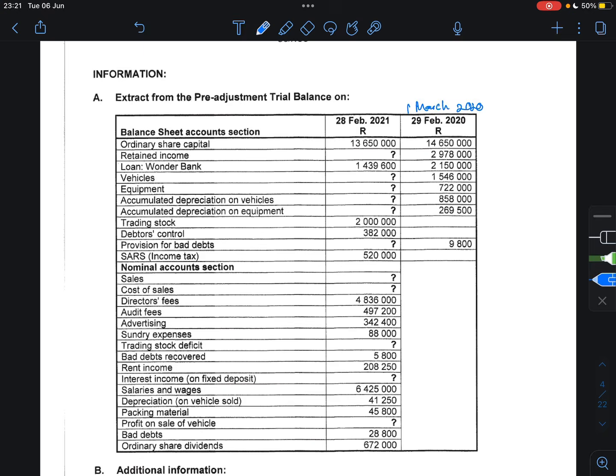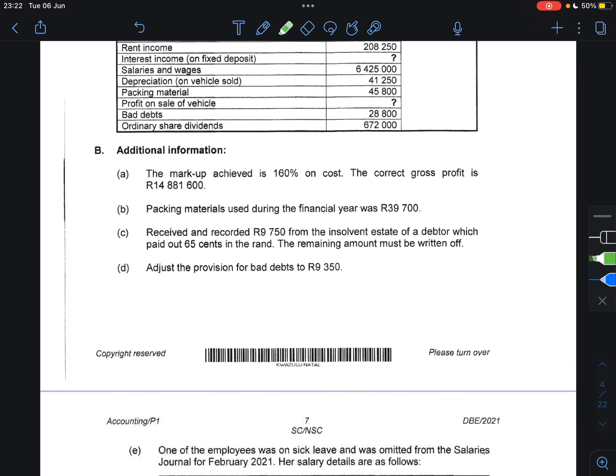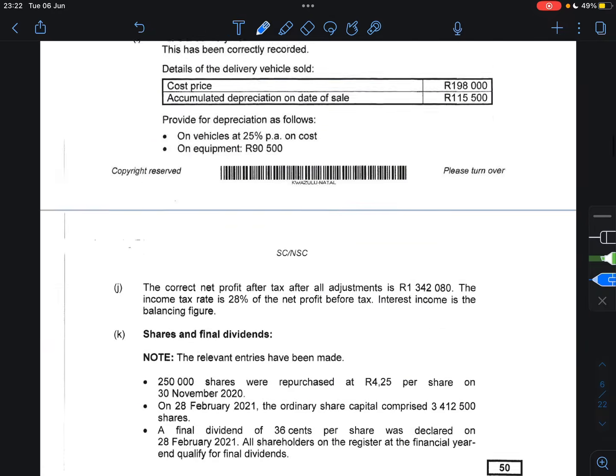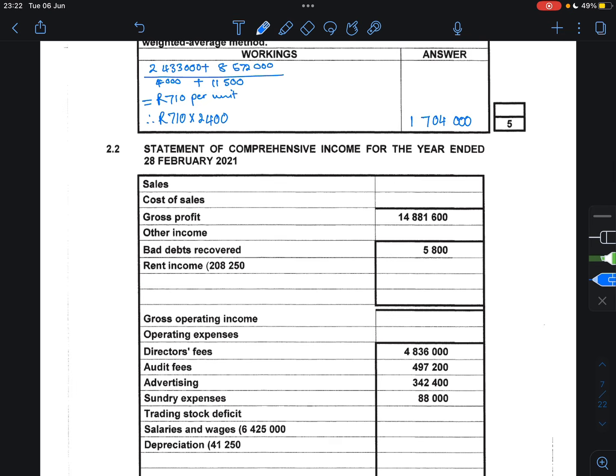All right, now moving on to the very first information BA. It says the markup achieved is 160% on cost, and then the correct gross profit is 14,881,600. All right, so it said on cost. Take note of that. And now moving on, our cost of sales. How do we calculate cost of sales? So we have been given information. We have sales, we have cost of sales, and then we have your gross profit or your markup.